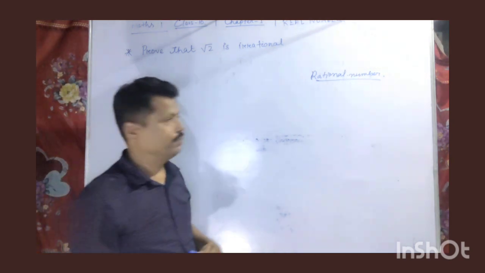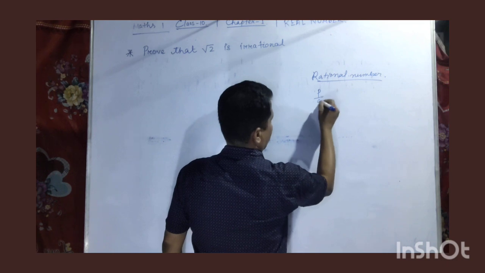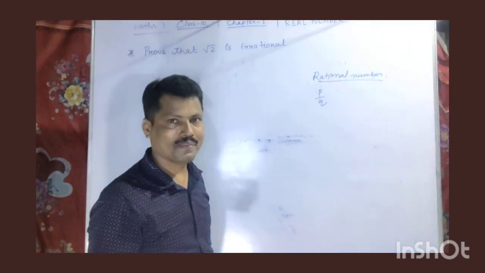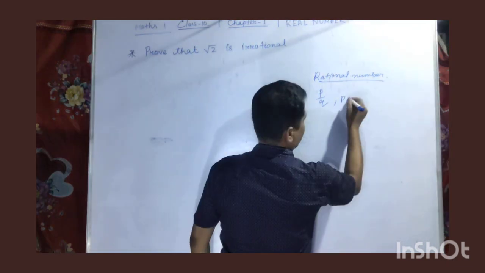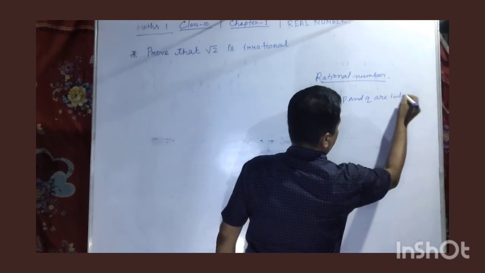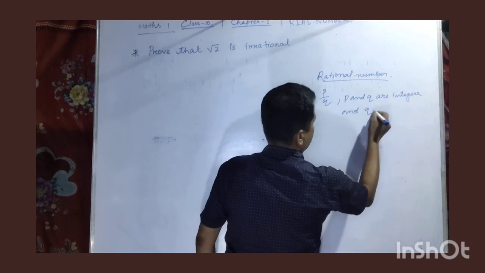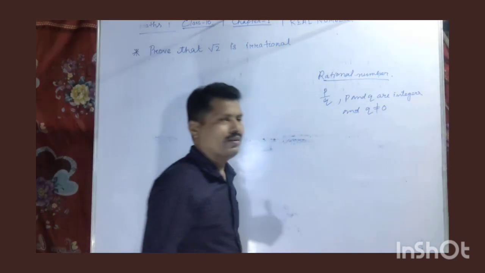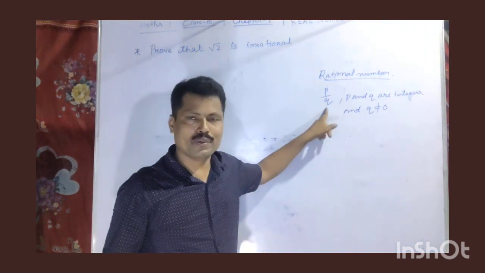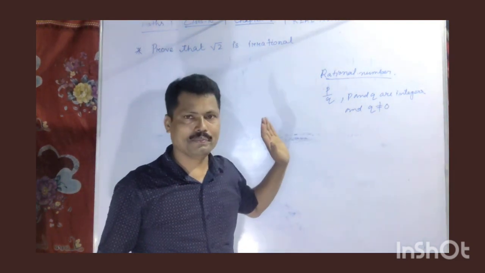A rational number, we know, is a number which we can write in the form p by q, where p and q are integers and q should not equal 0. That means the denominator q should not equal 0. We know this. So that is a rational number.